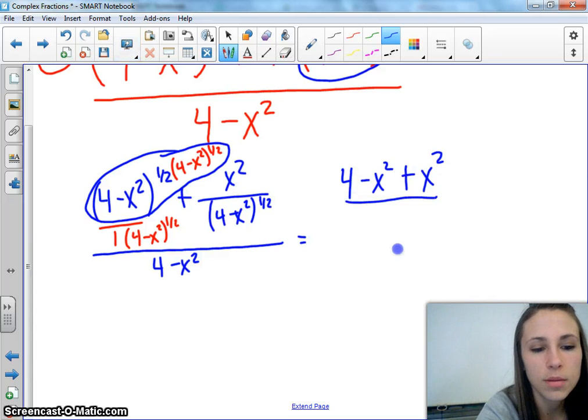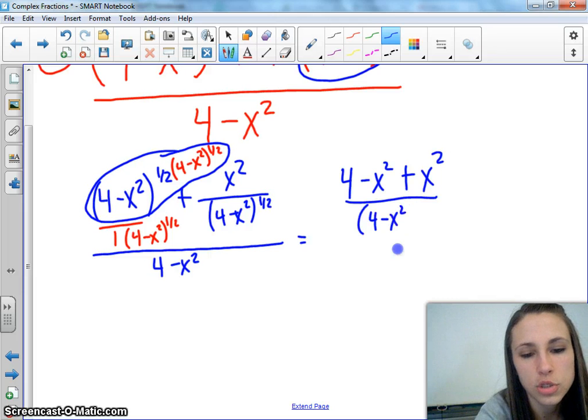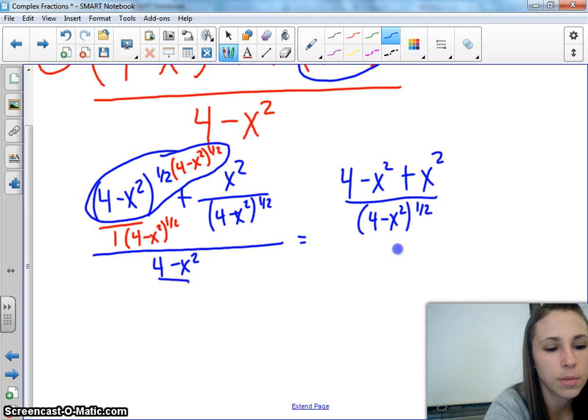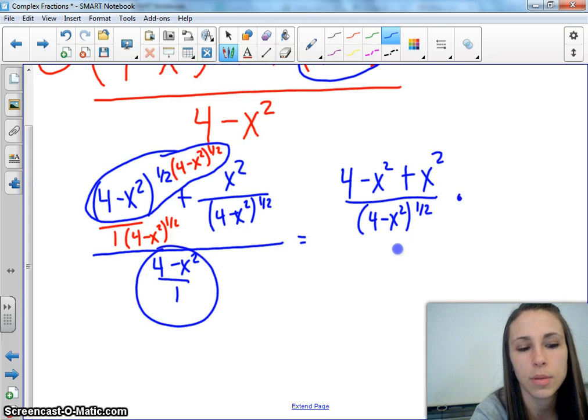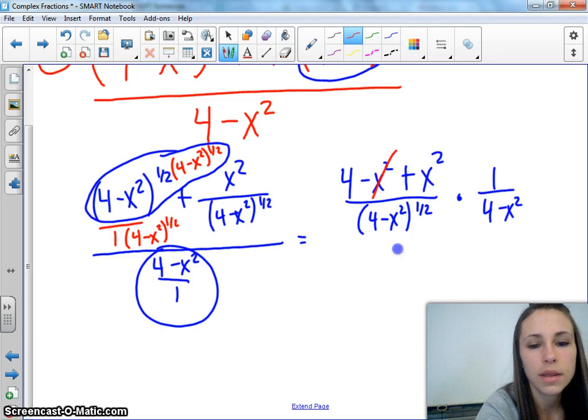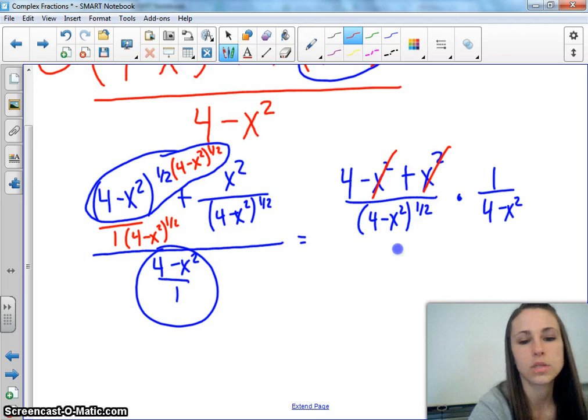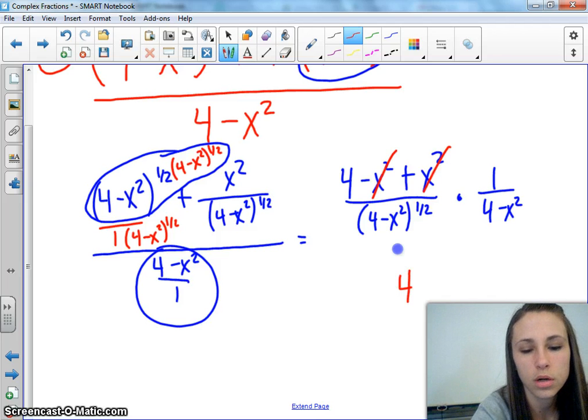Now, on the bottom is just the common denominator, 4 minus x squared to the 1/2. And then I'm going to do the same thing I did on the last one and take that and flip it. So that's going to be multiplied by 1 over 4 minus x squared. Now, my negative x squared and positive x squared are going to cancel out, which leaves me with 4 on the top.